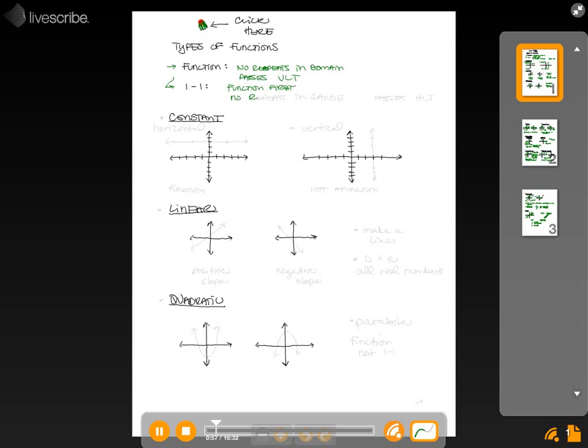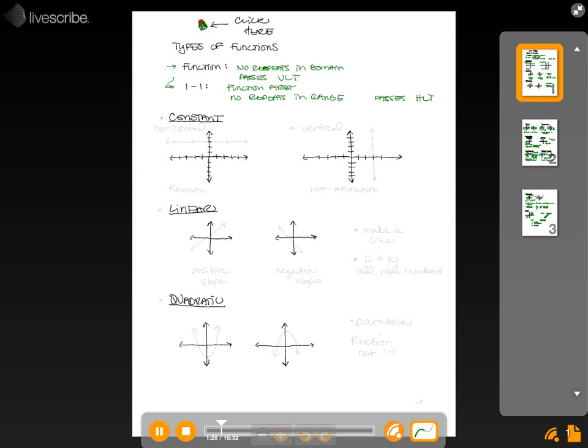And it means that there are no repeats in the range, in the y values. If we're thinking about this graphically, that would mean it passes the horizontal line test. So again, the vertical line test, looking at a graph, would determine if it's a function or not, and the horizontal line test would determine whether it is one-to-one or not. But again, to be one-to-one, it has to be a function first. If it's not a function, it cannot be one-to-one.